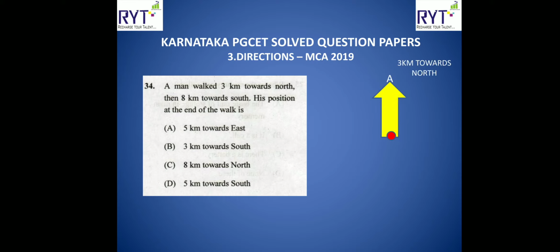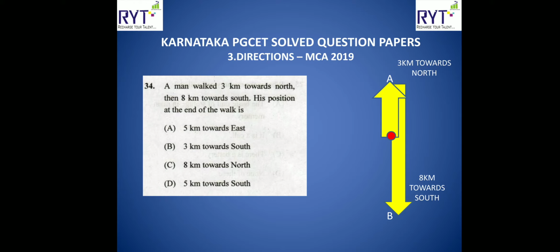So now if you see, a man walked 3 km towards north. North means upside. So from O to A 3 kilometers he has walked. Then 8 km towards south. South means downwards. So from O to A 3 kilometers he has walked. After that from A again downwards, that is towards south, 8 km he has walked. The man has walked 3 km initially towards up, then 8 kilometers towards south.